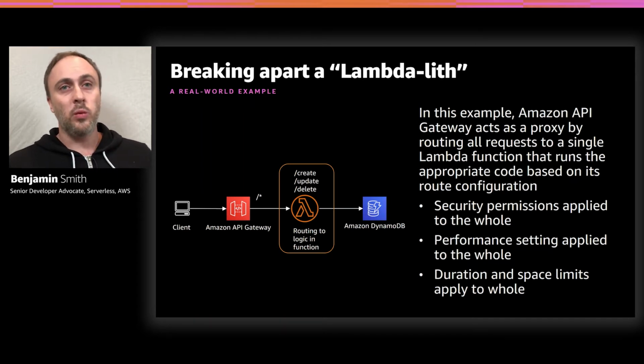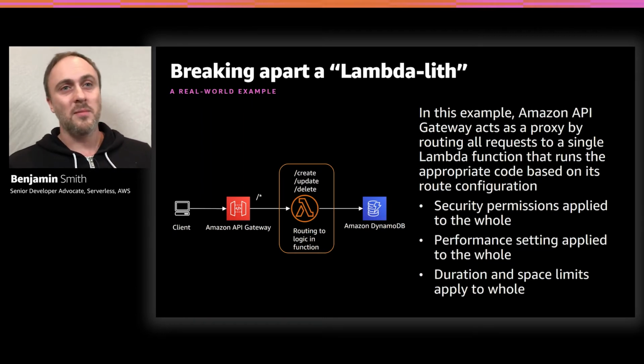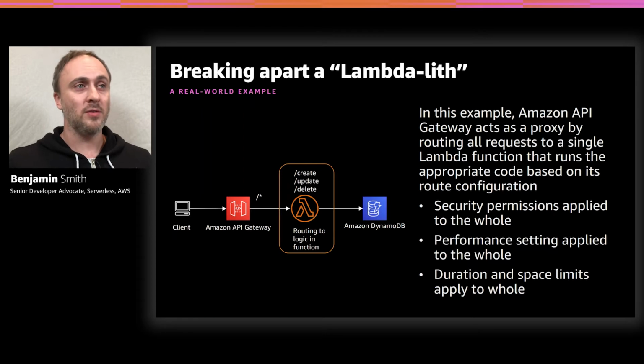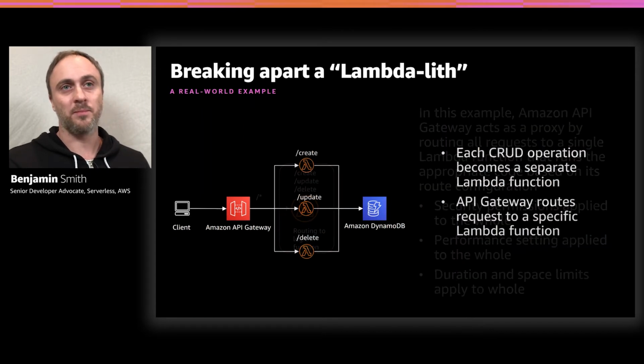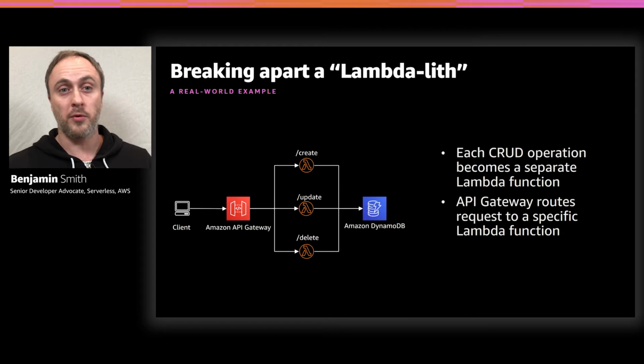Now, this will work, and indeed I talk about this a lot in the serverless LAMP stack. It can sometimes be a reasonable model, but the problem with this is that although it sort of works and scales up operationally, what it does mean is that security permissions, resource allocation, memory allocation, and performance are applied to the entire function. So what would be a better way of building this application would be to split apart this Lambda function based on each CRUD operation.